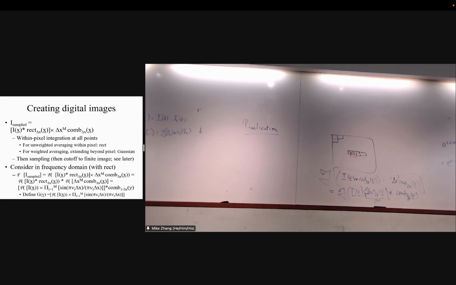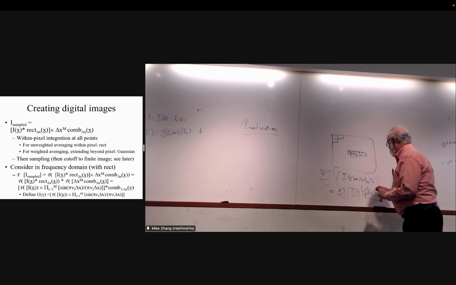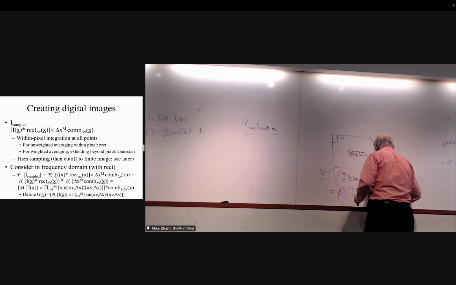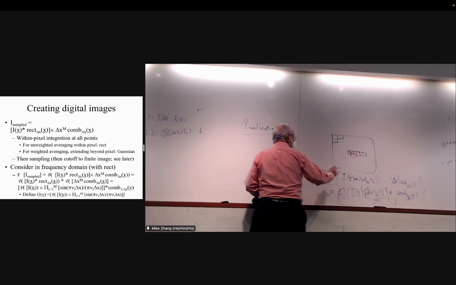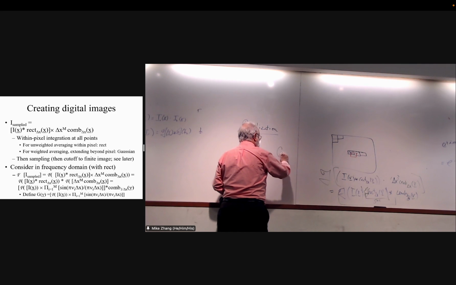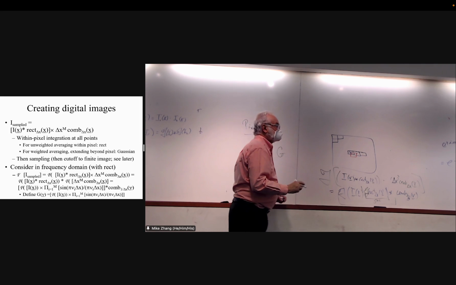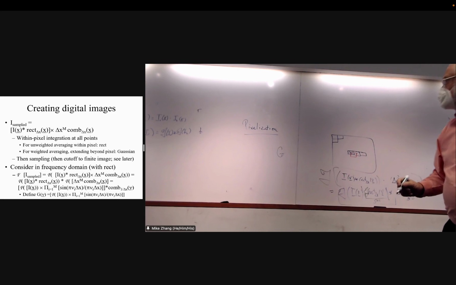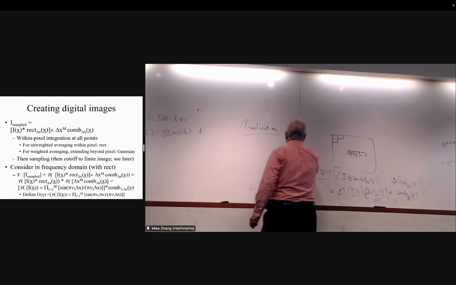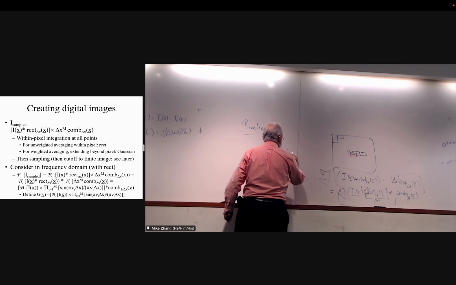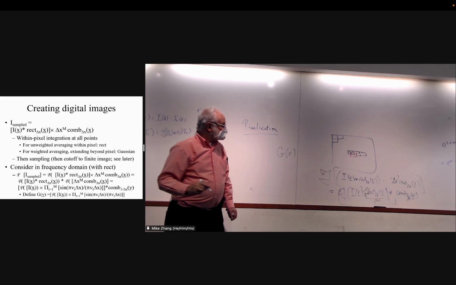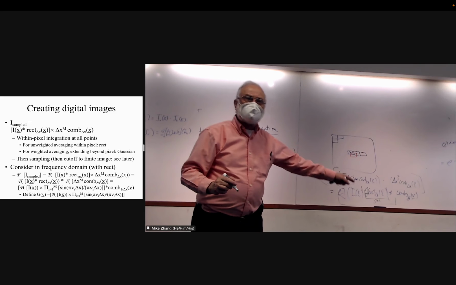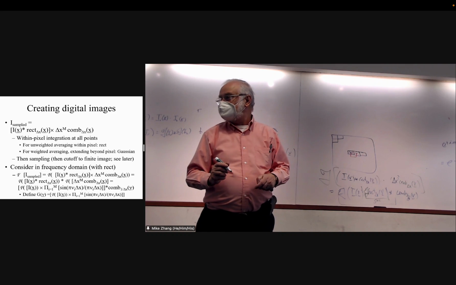Okay, so let's look at this whole thing here. In the slides, that thing is called G. Don't confuse that with the Gaussian. It's just some function that I need a name for, and I'm going to call that G of nu. So this is G of nu convolved with a comb.